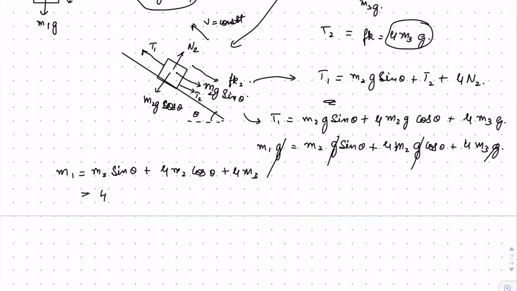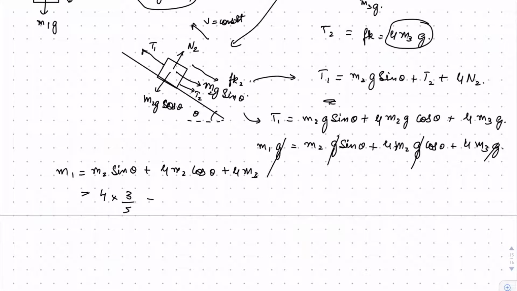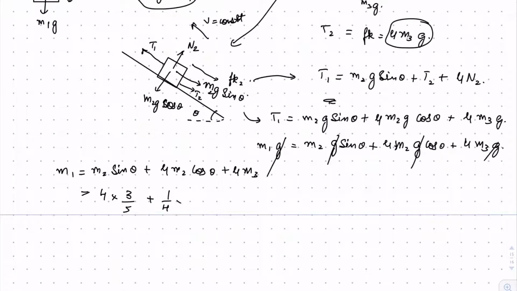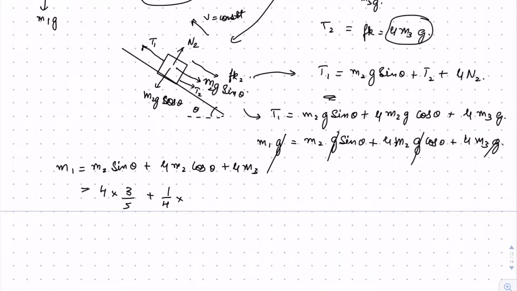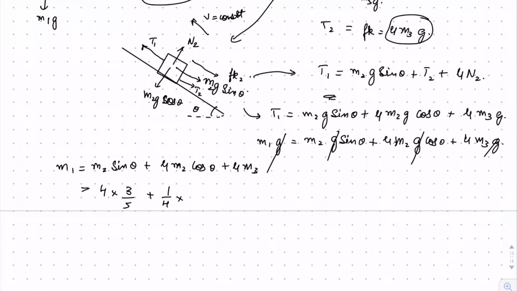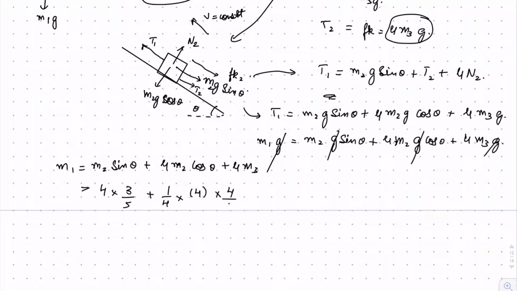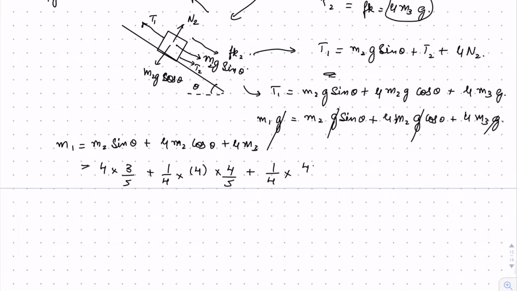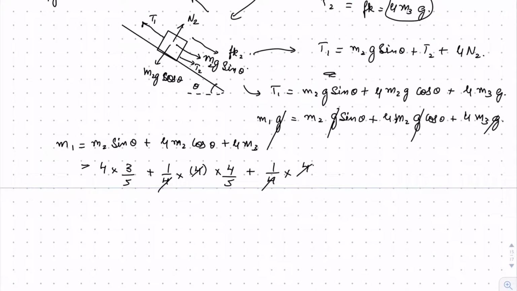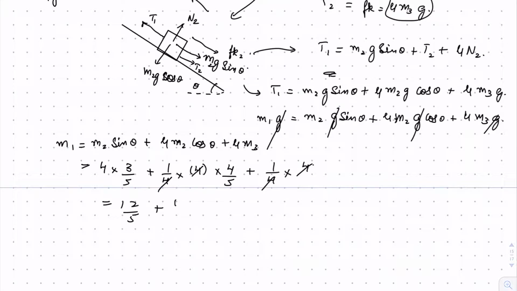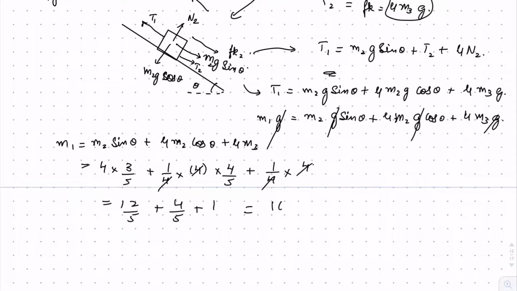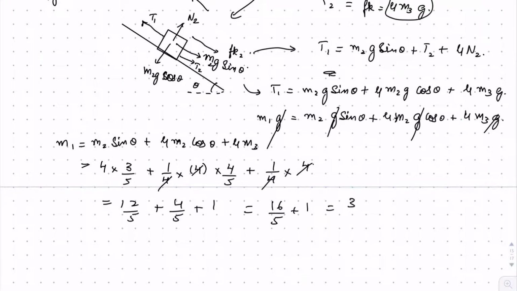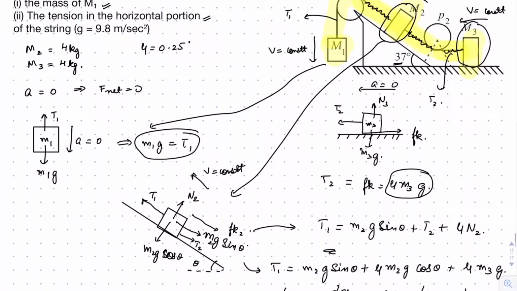m2 is 4, sin theta is sin 37, which is 3 by 5, plus mu, which is given to us as 1 by 4, into m2, again 4, into cos theta, which is 4 by 5, plus mu 1 by 4 into m3, again 4. So 4 and 4 get cancelled. So this is 12 by 5 plus 4 by 5 plus 1, so 16 by 5 plus 1, or 3.2 plus 1, which comes out to be 4.2 kg. So the value of the first mass is 4.2 kg.